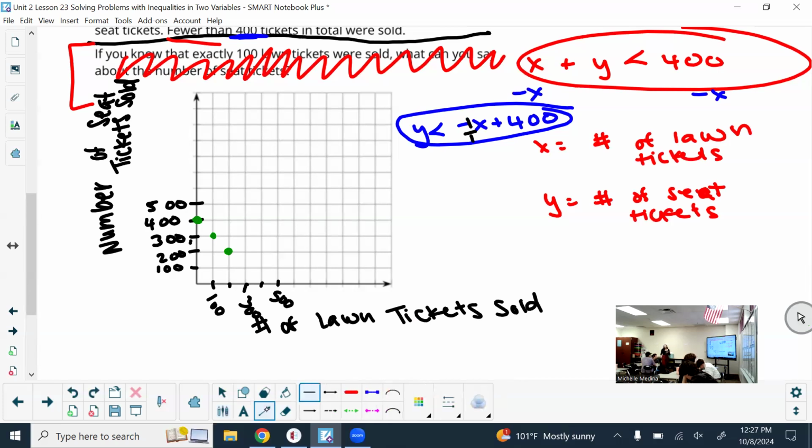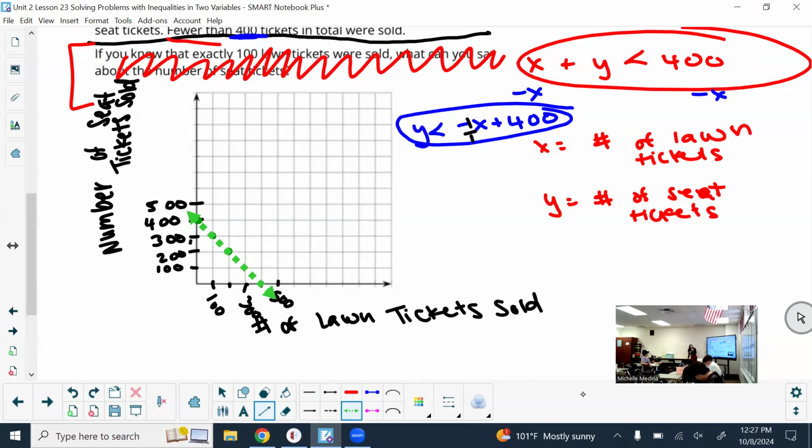Before you draw your straight line though, you have to ask yourself now, should it be solid or dashed? So table 2, based on my symbol, should I have a solid line or a dashed line? Yeah. If you've already made it solid, then fix it, because it should be dashed. And also with inequalities, we either shade above or below.